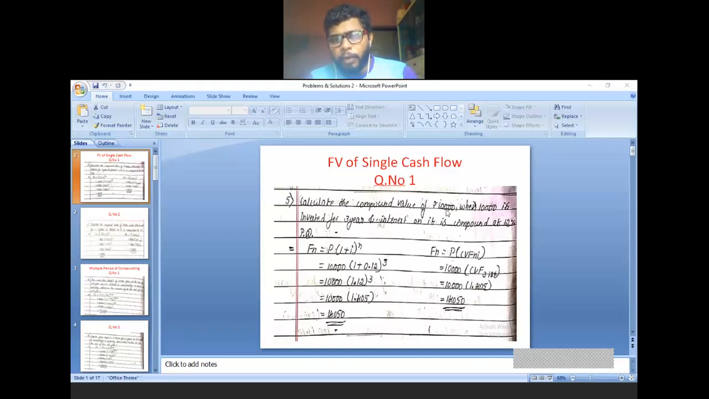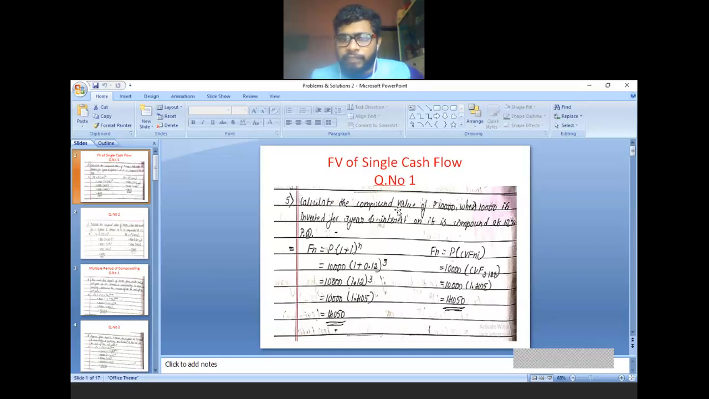Calculate the compound value of rupees 10,000. Try to understand, compound value is nothing but future value. Calculate the compound value is nothing but calculate the future value. Calculate the compound value of rupees 10,000, when 10,000 is invested for 3 years and interest on it is compounded at 12 percentage per annum. So interest rate is 12 percentage, investment for 3 years, you have to calculate compound value. Compound value means you have to calculate the future value.